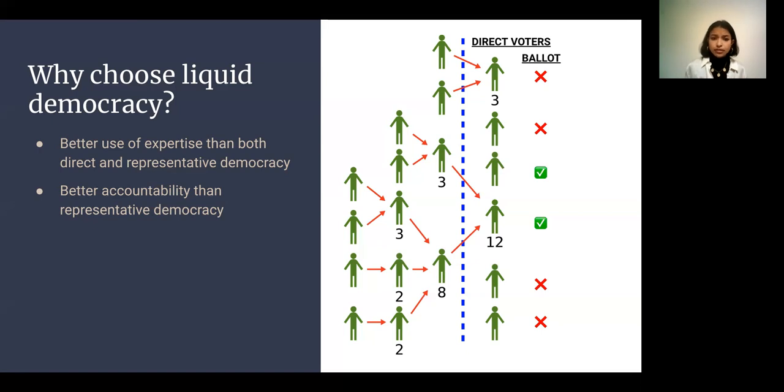It also makes better use of expertise than representative democracy, because as I mentioned earlier, in representative democracy, you're forced to pick one person to vote on your behalf on so many issues. Whereas with liquid democracy, you can pick a different delegate for each separate issue, depending on their level of expertise. There's also better accountability than representative democracy, because if I delegate my vote to somebody else, and then later on I decide I don't like what they did with my vote, I can immediately withdraw my delegation, and that person immediately loses that unit of power.